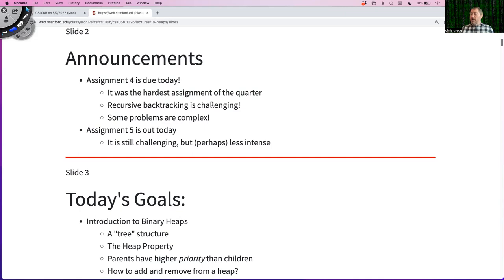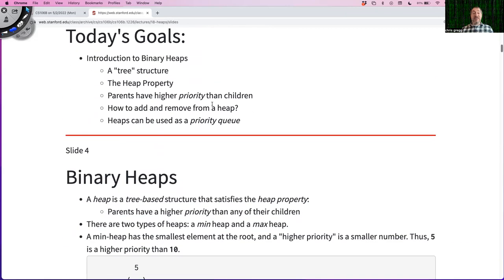Okay, so let's talk about today. We're going to talk about these binary heaps, Chris's favorite data structure. And what is a binary heap? We'll talk about it specifically, but it's a tree-like structure. This is the first data structure that we're going to see that actually has tree behavior. And when you think of tree behavior, you should be thinking of things that look kind of like this.